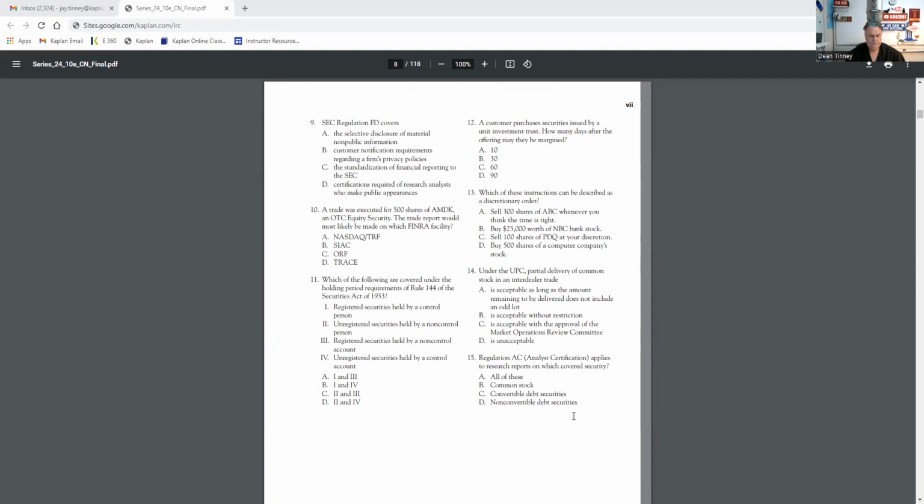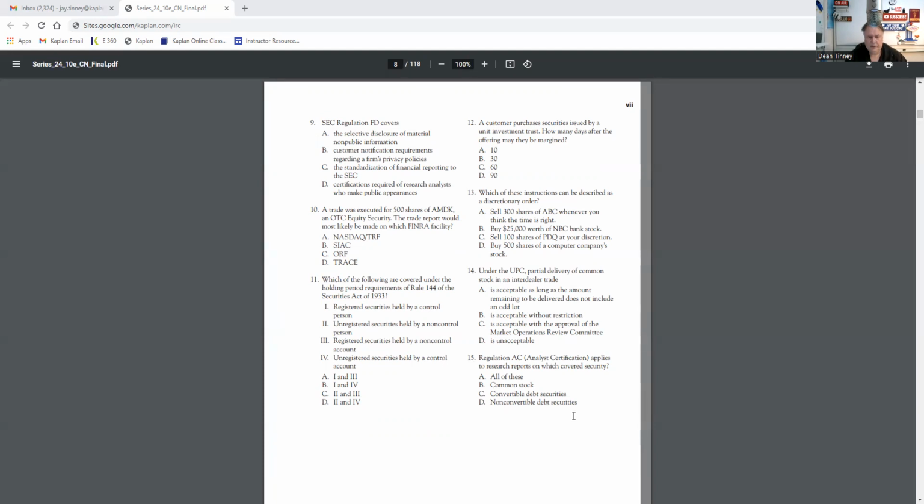A trade was executed for 500 shares of AMDK. And it says the trade for an OTC equity security is going to be reported with which FINRA facility? The answer is C, the over-the-counter reporting facility. You should know TRACE. I would know TRACE is for debt securities, the Trade Reporting and Compliance Engine. I wouldn't worry too much about the trade reporting facility for NASDAQ, but the answer to this one is C.